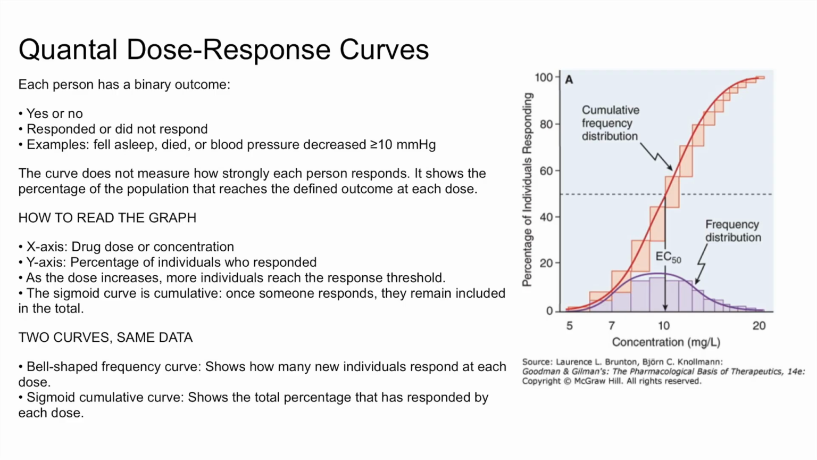The bell-shaped curve shows how many new individuals respond within each dose range. So the sigmoid curve is cumulative and shows the total percentage of people who have responded by each dose. These are two presentations of the same population data. For a therapeutic endpoint, the ED50 is the dose that produces the defined response in 50% of the population. If concentration rather than dose is plotted, the corresponding midpoint may be labeled as EC50.